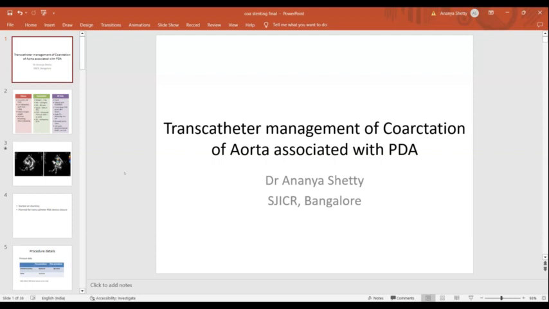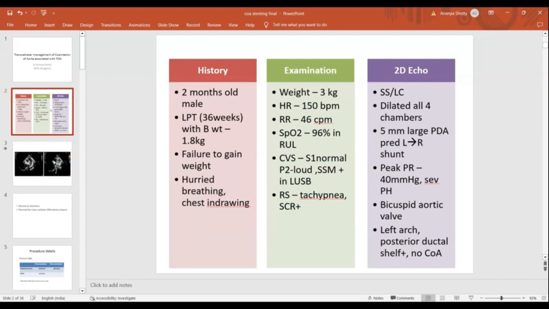Today I'll be presenting a case of transcatheter management of coarctation of aorta associated with PDA. I have a case who is currently 1 year and 2 months old, who first visited our hospital at 2 months of age. This child was born late preterm with a birth weight of 1.8 kg and was referred to us for evaluation of failure to gain weight and symptoms of heart failure.